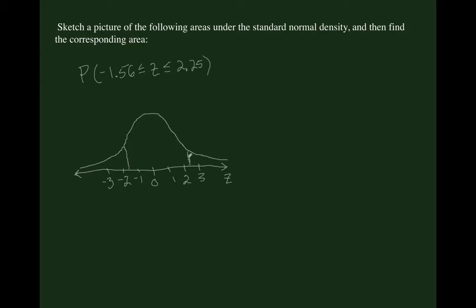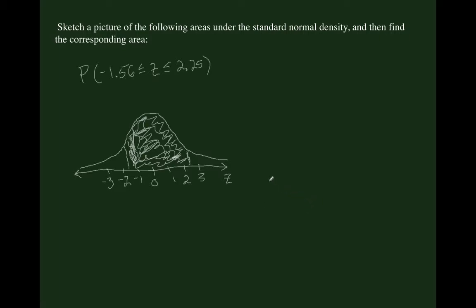So the first part is to draw a sketch. So I draw the bell curve, standard normal distribution. The distribution is centered on 0, and I'm scaling the horizontal axis with the integer values 1, 2, 3 to the right, and -1, -2, -3 to the left. For the standard normal distribution, each integer value represents one standard deviation. So that's what the sketch would look like.